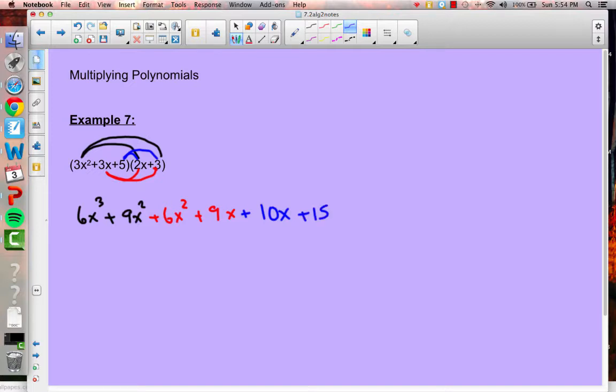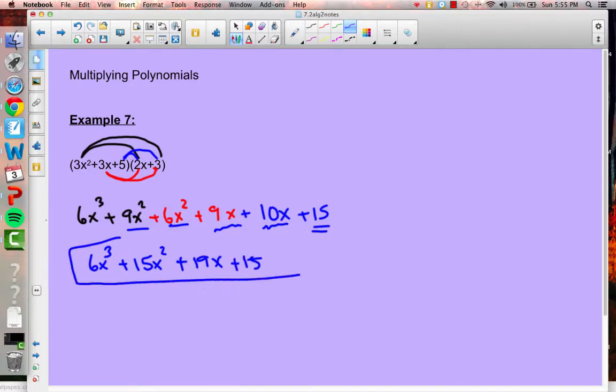And now I've multiplied everything out, I just need to combine like terms. So we have no other x cubes, so 6x cubed is going to stay the same. We have a 9x squared and a 6x squared. So those are going to combine to get us 15x squared. Now notice when I add, I cannot change exponents. Okay, that's only when you multiply. That's also a common mistake. Then I've got 9x and 10x, and I combine those, I get 19x. And then my constant is all on its own, plus 15. So here's my final answer.